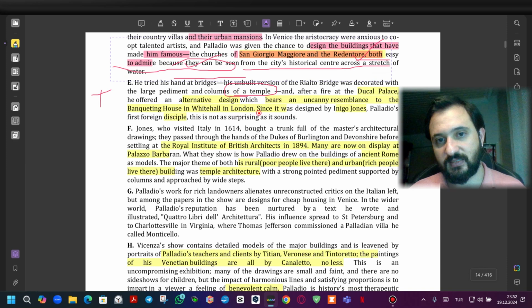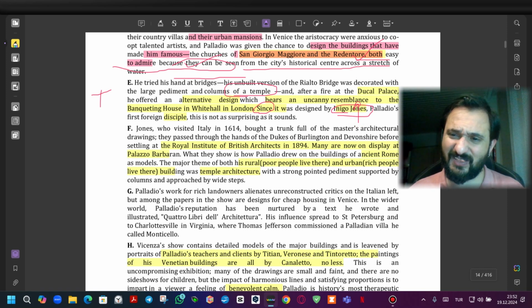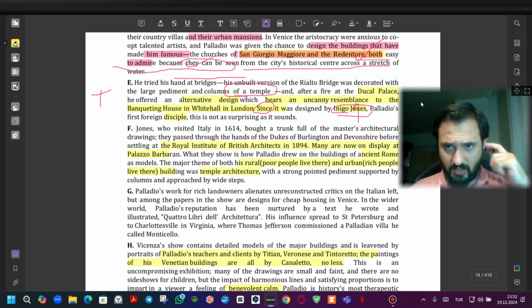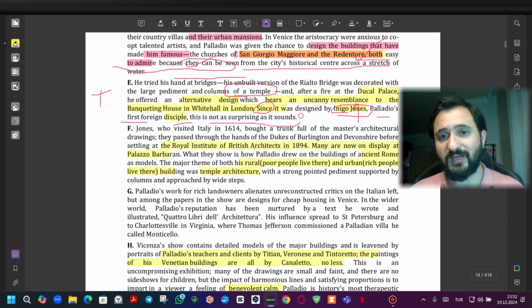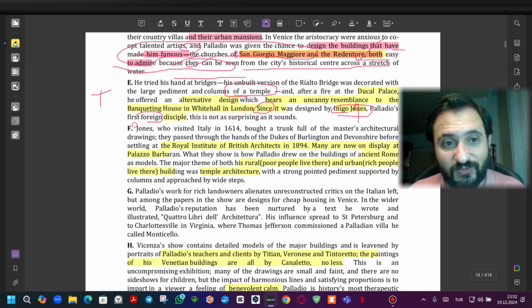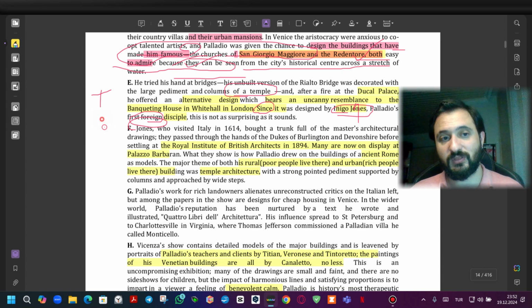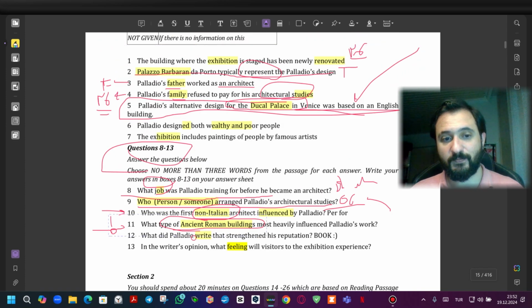Since here is not, since it was designed by Inigo Jones. Inigo Jones. It is so interesting because I don't think that is an Italian or British name. But Palladio's first foreign disciple. This is not as surprising as it sounds. Son, student, follower. Okay? Inigo Jones. And do not forget it is a foreigner. So let's come to the questions. Who was the first non-Italian architect? Inigo Jones. You need to write.